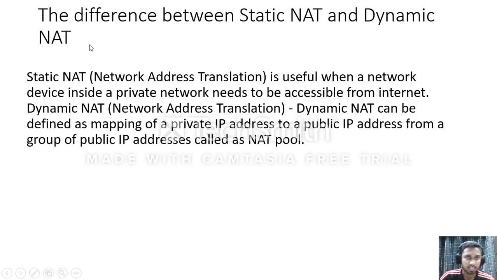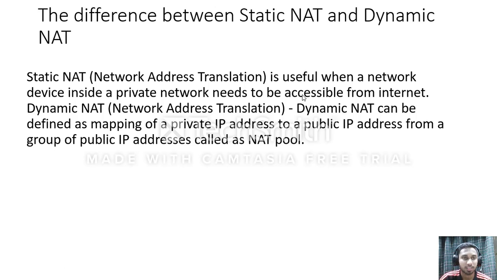So there are two types of network address translation. One type is static network address translation, and another type is dynamic network address translation. Static network address translation is useful when a network device inside a private network needs to be accessible from the internet.